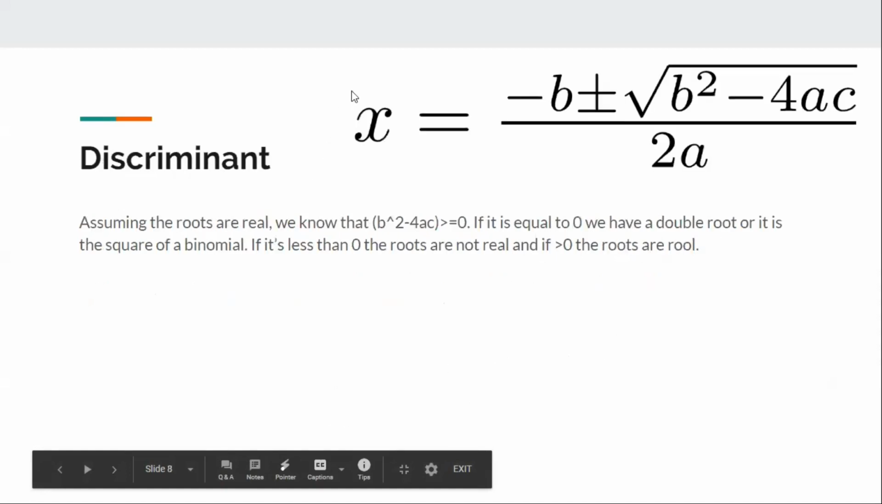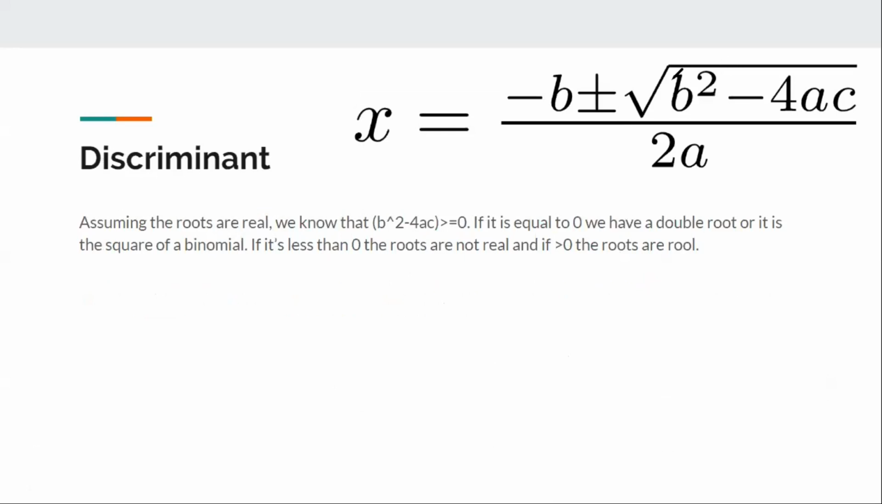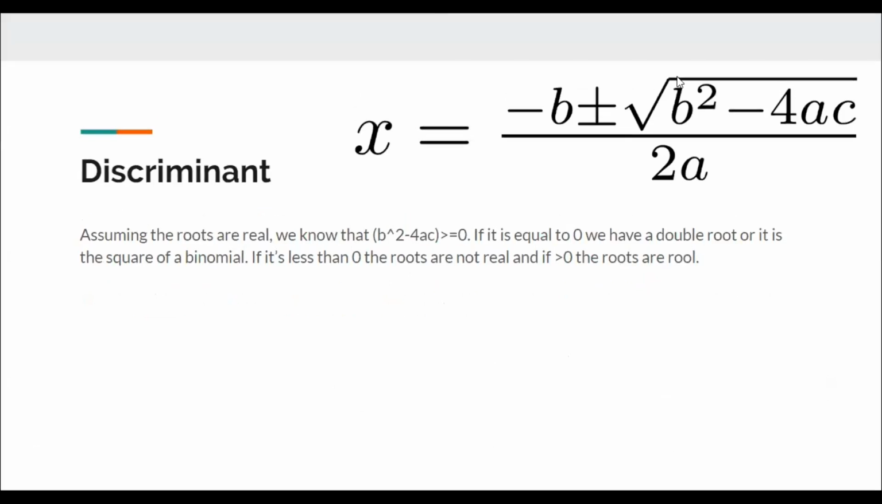First, there's the discriminant. So the discriminant is kind of like, wait.